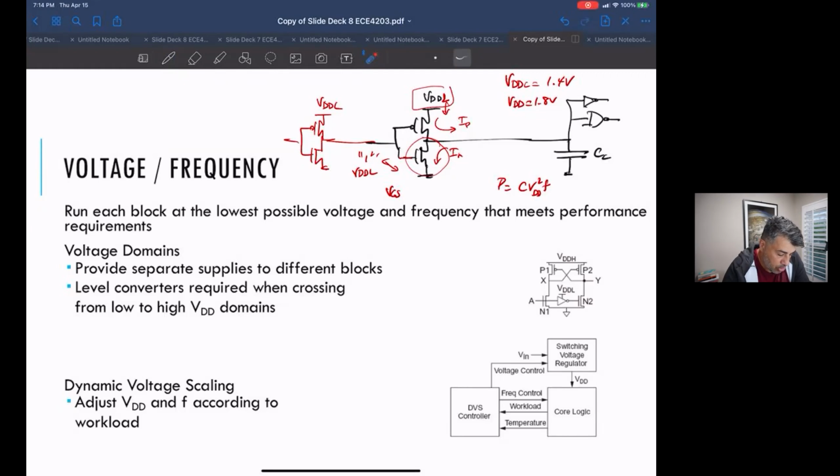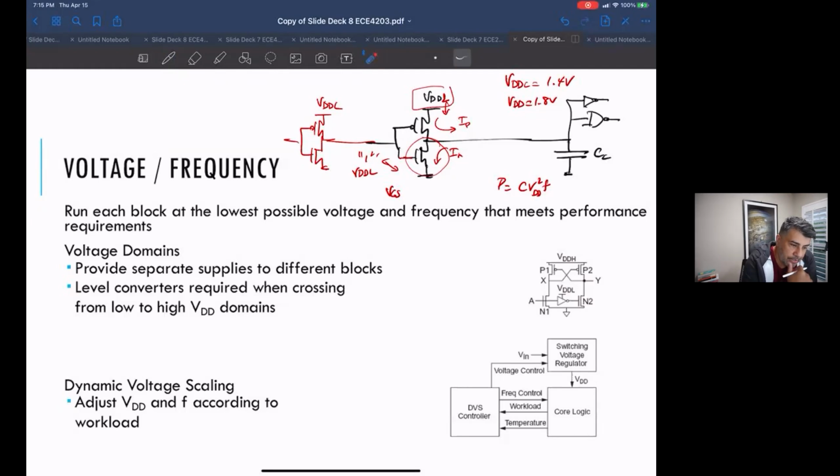So the important thing is that this is also very effective. It's not as effective as clock gating. I would say maybe this is the second most effective approach: these different supply domains, and it's not uncommon.